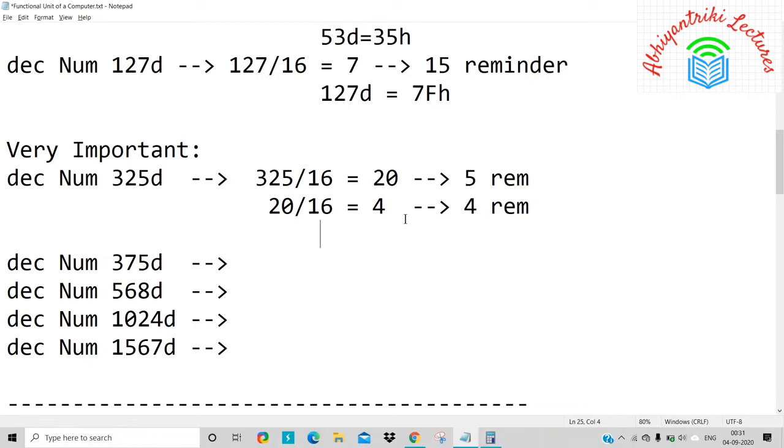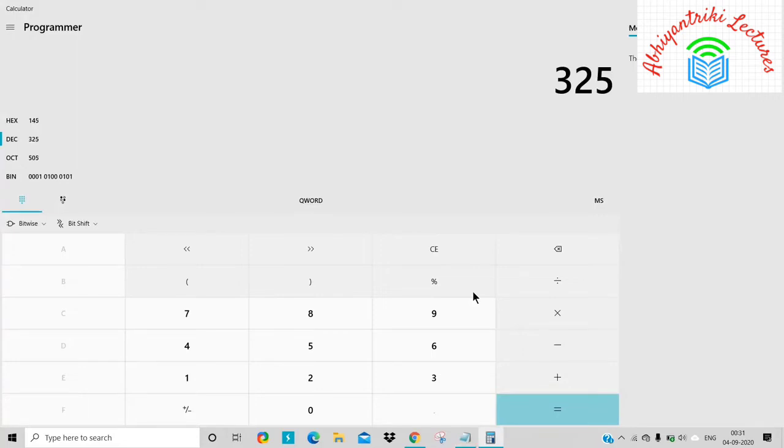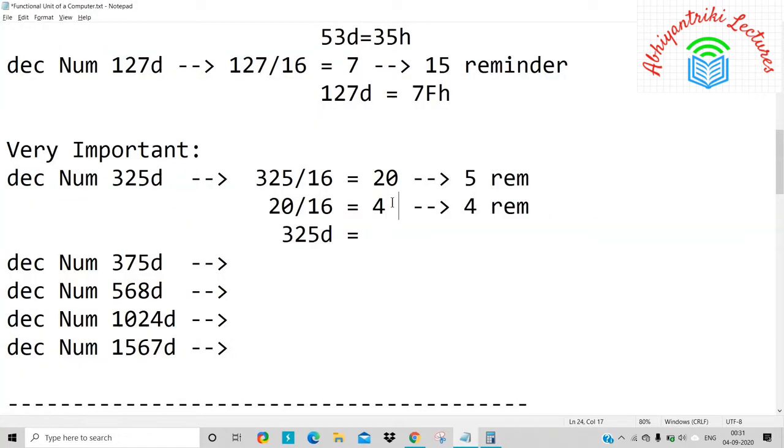So 325 divided by 16. Let me write 325D is equal to 325. Sorry, 16 ones are 16. What is the remainder? 4. So that is the reason the answer is 145. So 325D is 145H, where H stands for hexadecimal. Done.